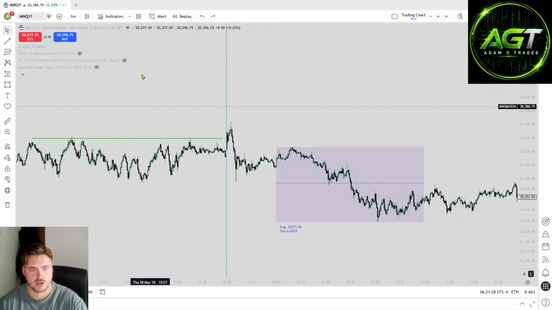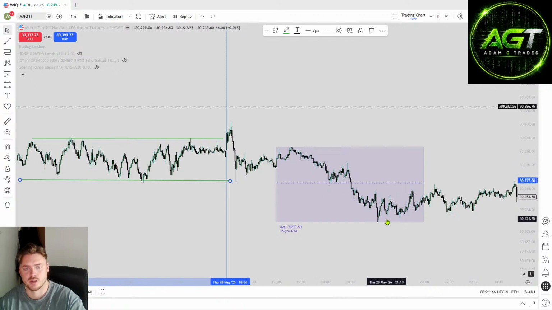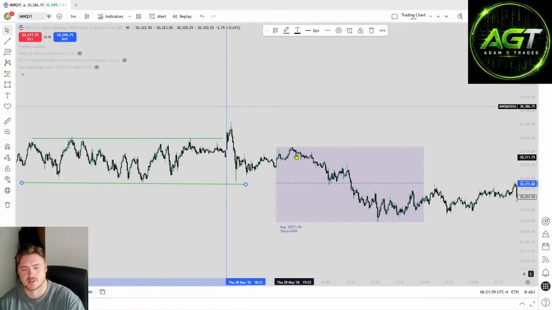I should probably have drawn the low of this as well. So yeah, manipulation, distribution, and then in terms of that, you're going to assume it's going to distribute lower. Not a proper liquidity sweep there, yeah. It's just got that wick again. It's not reached down to this low here, you see. So we can assume shorts when we get into Tokyo.